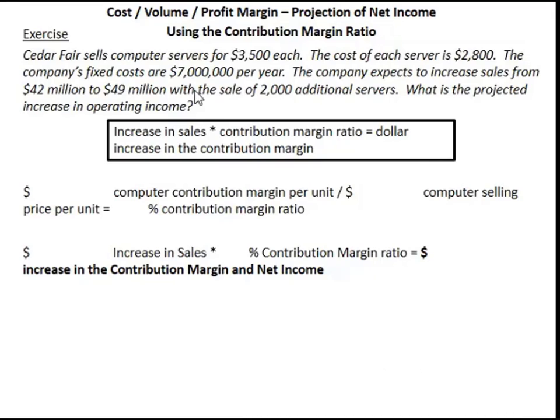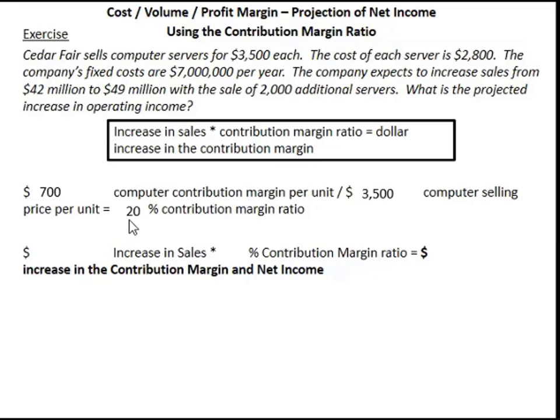Okay, so again, we're assuming we're having an increase in volume of 2,000 servers, and that's going from 42 million to 49 million in sales. So the first thing we want to do is note that we have a $700 contribution margin per unit in our computer, which is the difference between the $3,500 selling price and the $2,800 variable cost of each of the servers. Then we calculate the contribution margin ratio by taking that $700 contribution margin and dividing it by our $3,500 selling price.